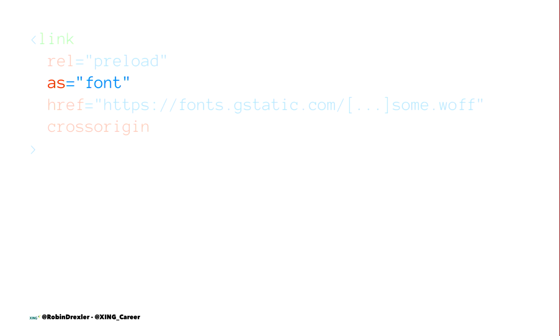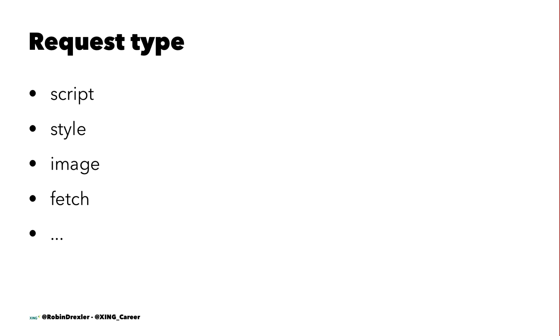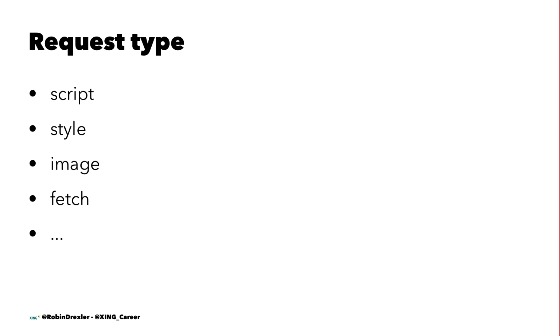And you can use it for all kinds of stuff, and we will come to that right now, because you might have noticed there was this as attribute in here. And the as attribute is the request type. And you can have plenty of them. You can use scripts, for example, if you have third-party scripts that you are loading by an inline script loader, or you can have images that maybe are referenced as background images in your CSS files. And you can even preload fetch requests, which gives us interesting new stuff, which I don't want to get into detail right now.